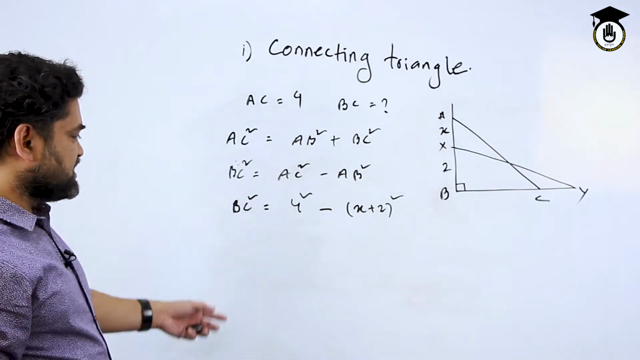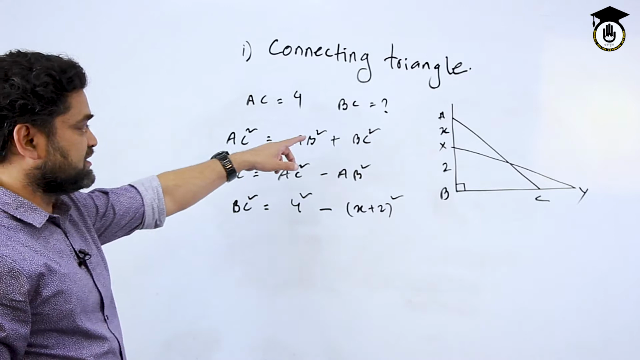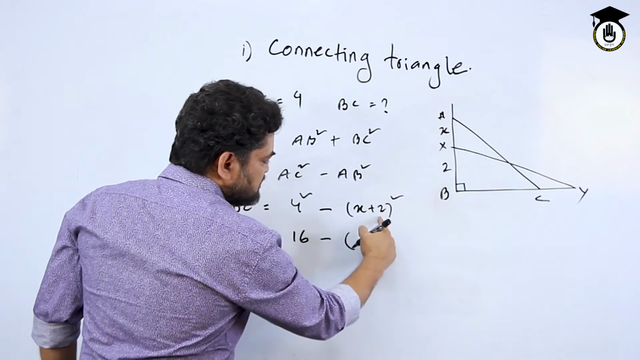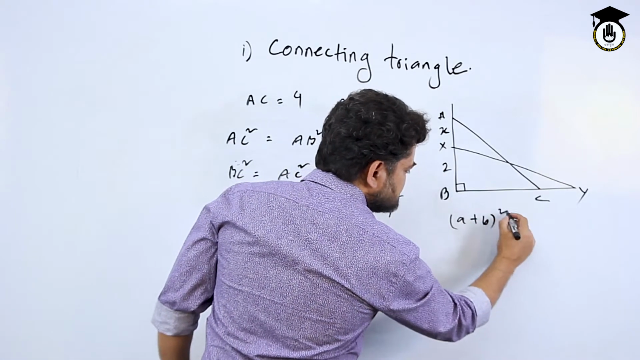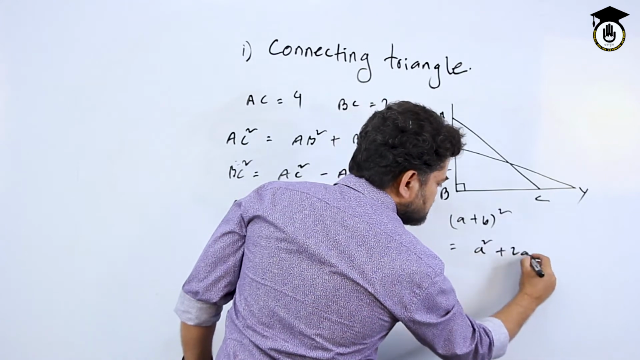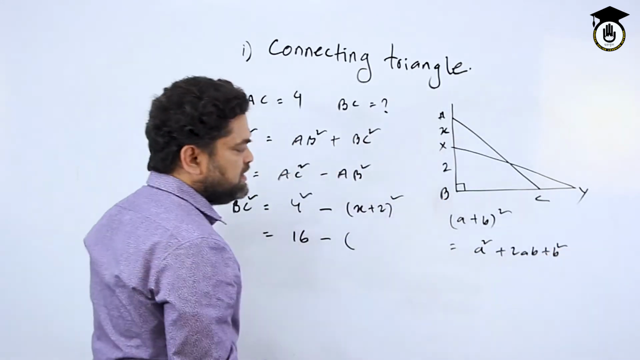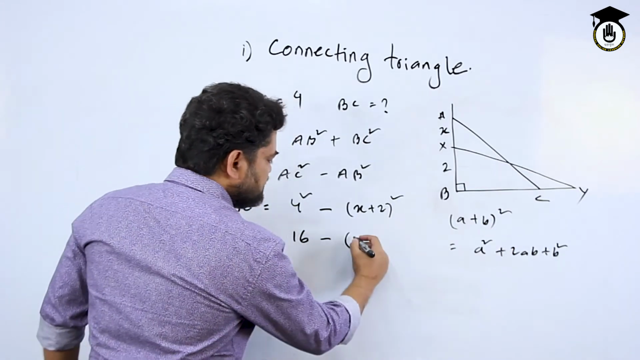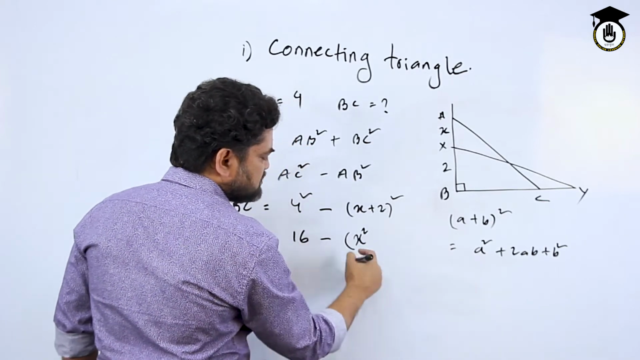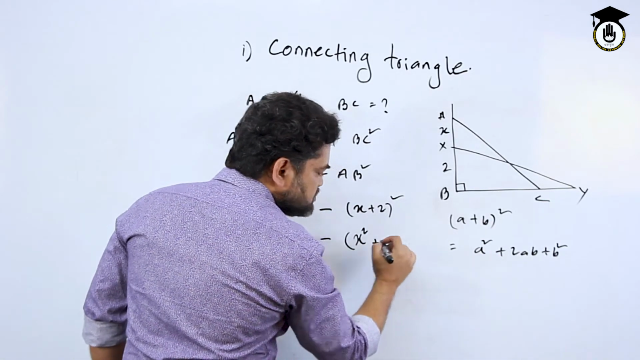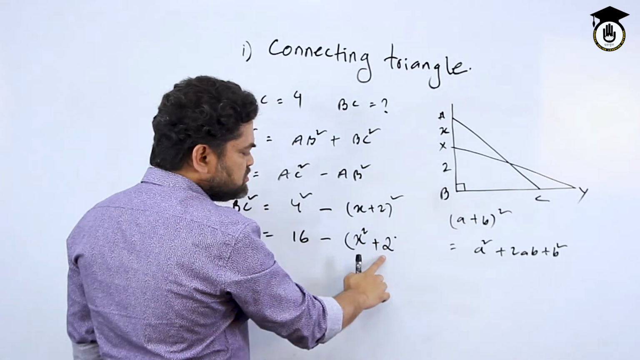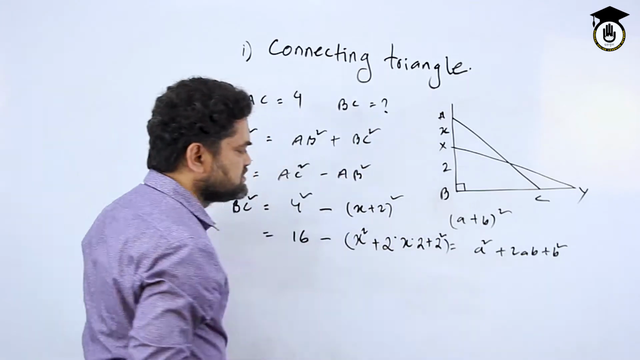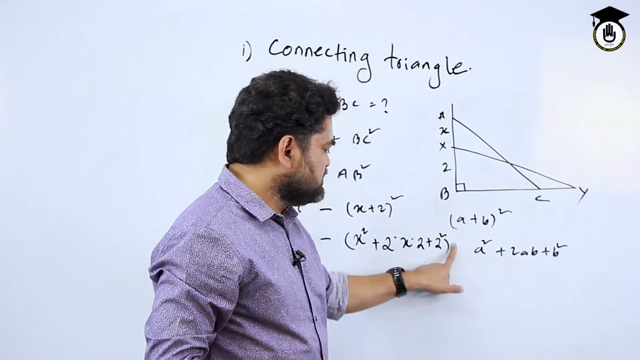So you have to find it out in terms of x, you will get the value of BC. If I open it, it is 16 minus, and the a plus b whole square formula comes here for the first time to you: a square plus twice ab plus b square. In this way, we expand the a plus b whole square formula. Here x is a, so x square plus, from the formula, 2, and a is x here and b is 2, plus b square. So you can easily understand that this formula is connecting with it.